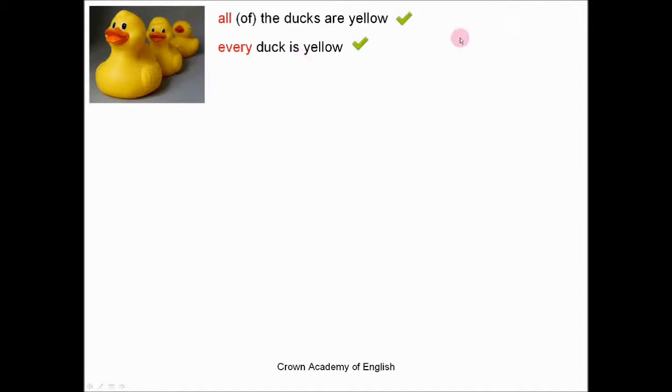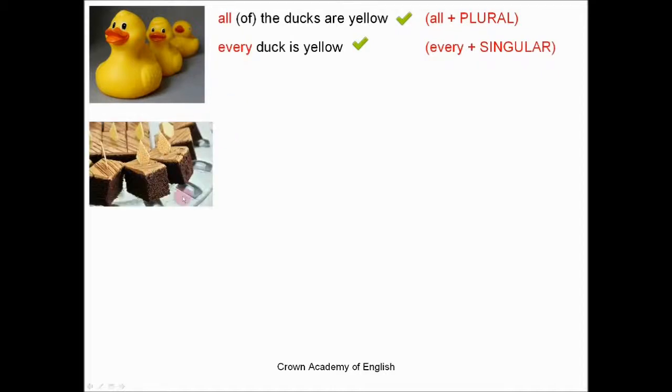So this is the rule. When we use the word all, we must use the plural afterwards. And when we use the word every, the noun must go in the singular form. Now let's look at 2 more examples.